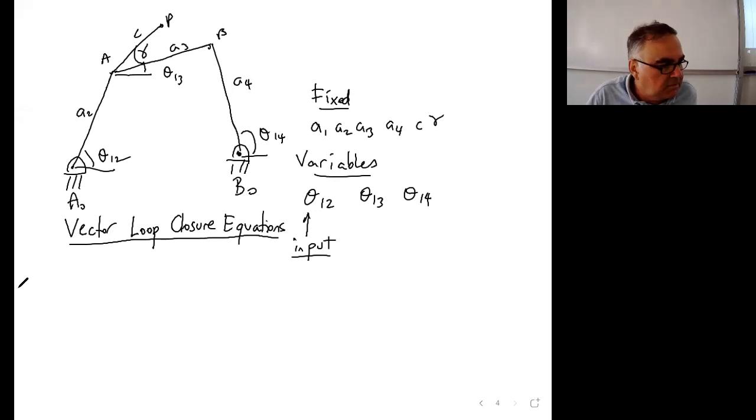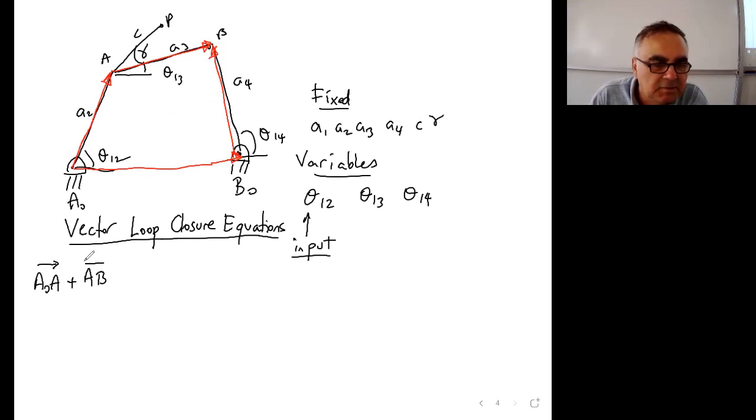This is probably what we will be doing all the time. And it is the following. We write the following vector equation. Let me draw it here. Here you have a zero a vector. Then you have a b vector here. A zero a and a b. This position of b can also be expressed as a zero b zero vector and then b zero b vector. So that we can write vectorially: A0A vector plus AB is equal to A0B0 plus B0B.